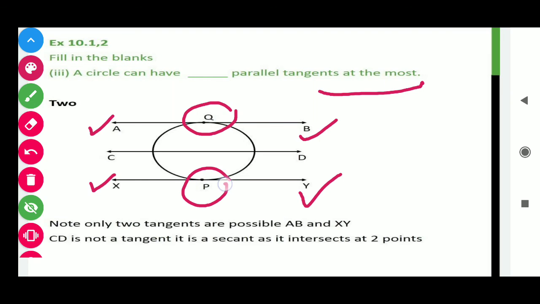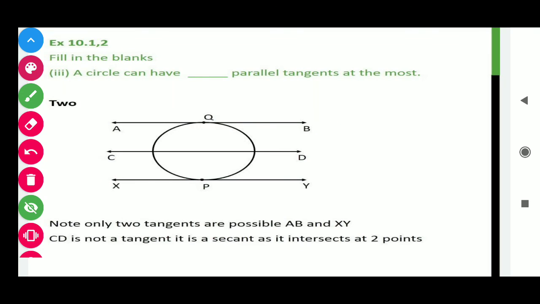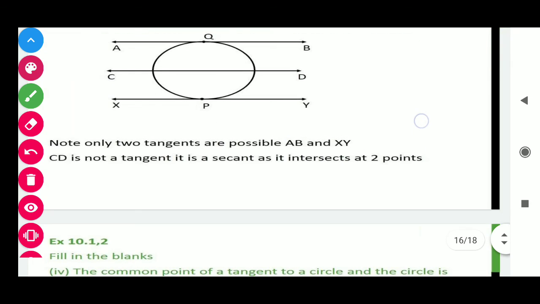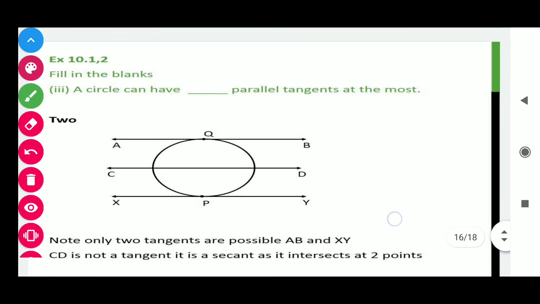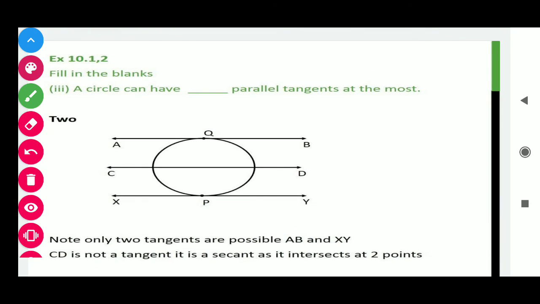Now students, suppose we try to draw more than two tangents, then CD becomes a secant. In this way, we can't make more than two tangents. Only two tangents are possible, AB and XY. So, CD is not a tangent, it is a secant as it intersects at 2 points. So, students, in this way, today we have completed exercise 10.1. So, thank you for watching the complete video.